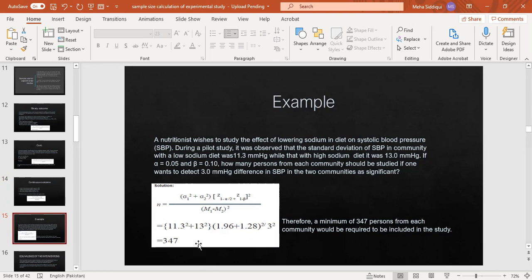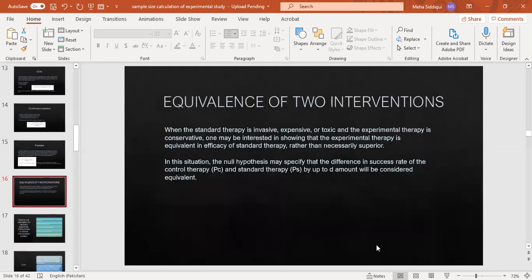So applying all these values, that is sigma 1, standard deviation in group 1, 11.3, and for group 2 it is 13, and applying these fixed values 1.96 and 1.28, and this minimum difference of 3, we get the sample size of 347. So a minimum of 347 persons from each community would be required to be included in the study. Now, equivalence of two interventions.